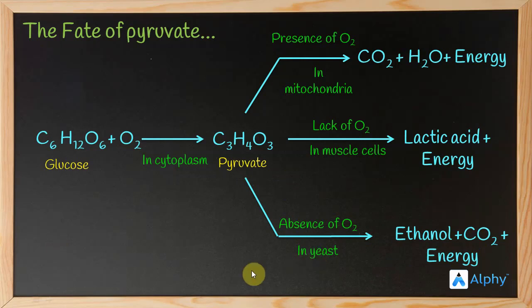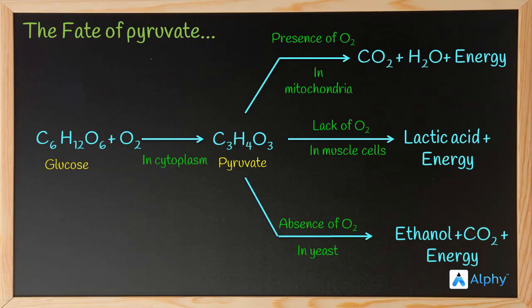And this property of yeast to release ethanol and carbon dioxide in the absence of oxygen while breaking down glucose or the pyruvate molecule is exploited in the beverage industry, where the yeast is utilized for alcohol production, and also in the food industry where it is used in bread making, since the carbon dioxide which is released makes the bread porous and fluffy.